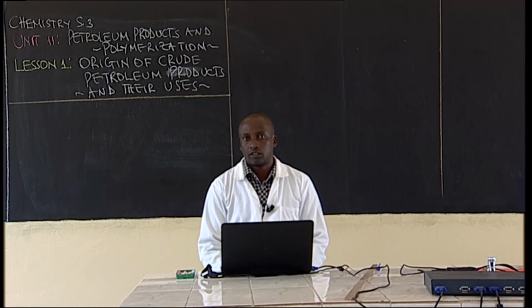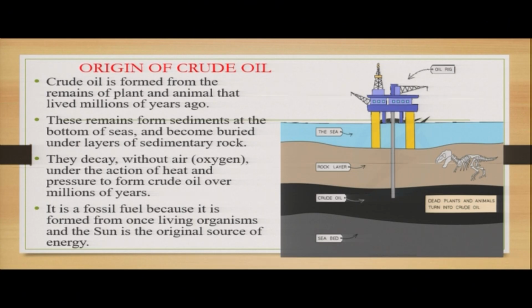So where do we get this crude oil? Crude oil is obtained from the remains of plants and animals that lived many millions of years ago. When plants and animals die, where do they go? They decompose, move under the layers of the earth, and decompose in the presence of bacteria and pressure, and then they are converted into crude petroleum.